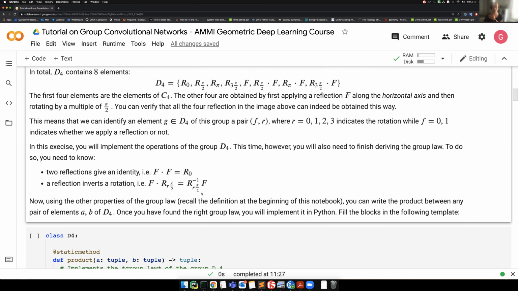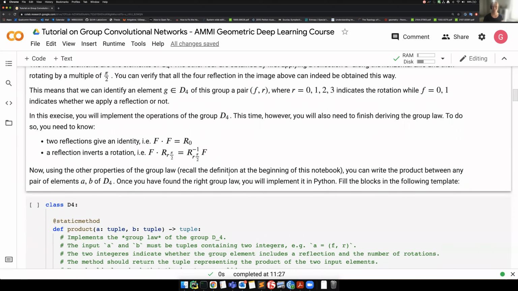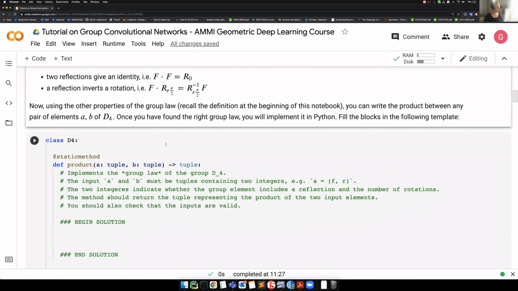So now you know how to combine the group elements of this group. Well, actually, you know how to combine a couple of them, but you also know how to combine two rotations from the previous exercise. What you need to do now in this exercise is find out all the possible combinations. So again, you know how to multiply two reflections. You know how to multiply a reflection with a rotation. You know how to combine two rotations. Now what you need to find out is how to combine a rotation and a reflection with a rotation and a reflection, all possible combinations. This is what you should then implement in this class.